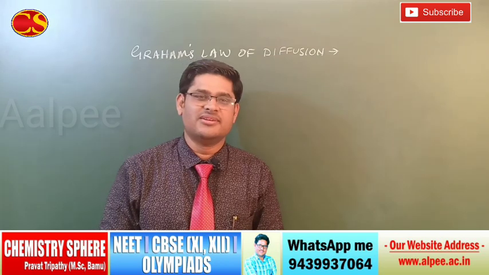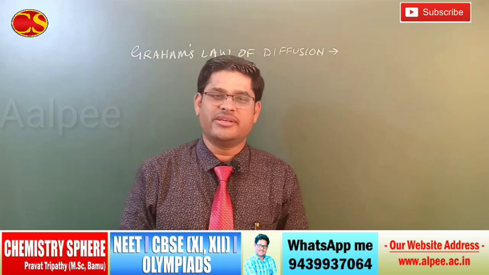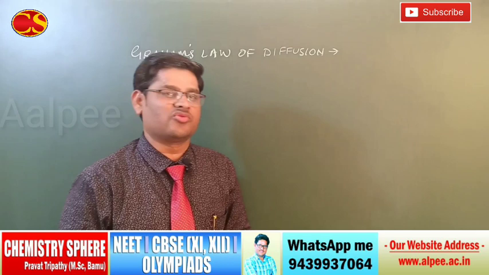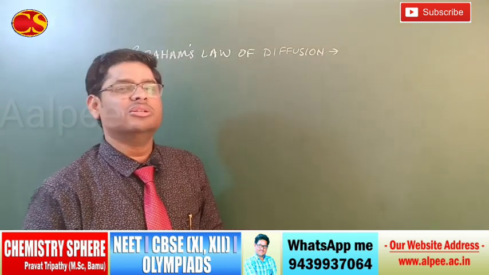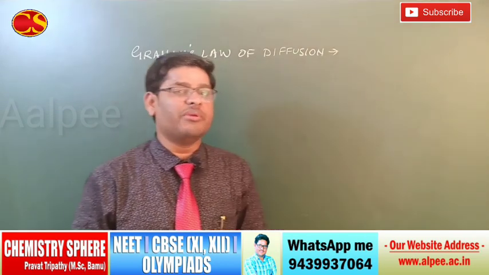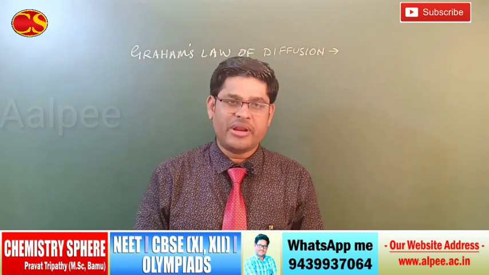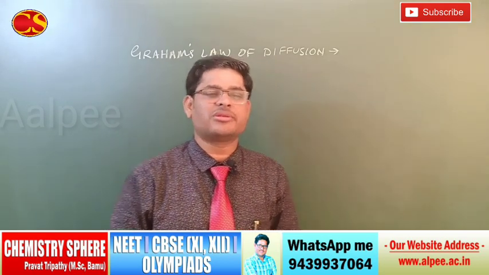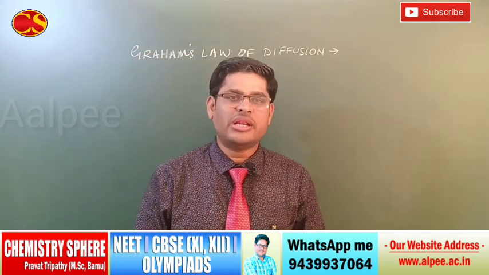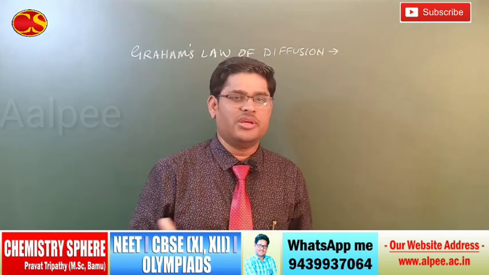Today we'll discuss the gaseous state chapter, and the particular portion is Graham's law of diffusion. Friends, what is diffusion? Diffusion is the property of a gas by virtue of which it can intermix with another gas irrespective of the law of gravitation. Mainly, diffusion means the intermixing of gases without any external agency. That means it is an automatic process by which gases can intermix with each other.